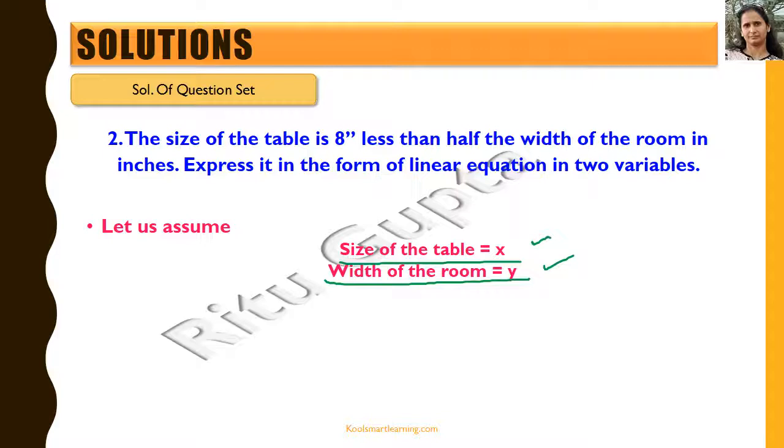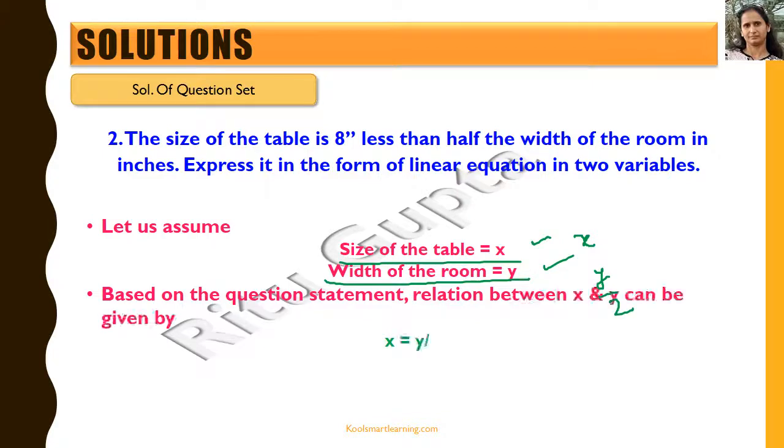And then we say that size of the table, which is x, is 8 inches less than half the width of the room. Half the width of the room would be y by 2 and x is 8 inch less than this. So that becomes x equal to y by 2 minus 8, which is the linear equation for the question statement.